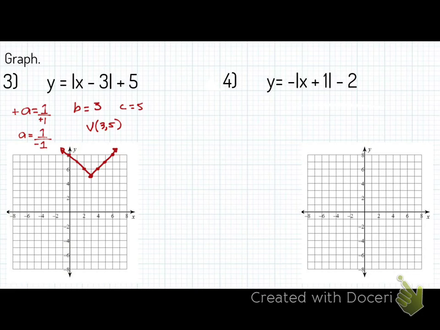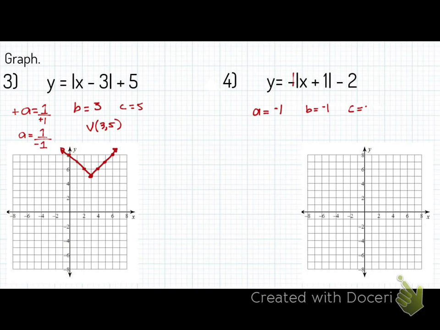Okay, number 4. Turn to your neighbors, tell them what A, B, and C are. What's A, B, and C? Tell your neighbors. Okay, what's A, everyone? Good. There's a negative sign, so it's going to be negative 1. B is? 1 or negative 1? Negative. Good. C is? Good.